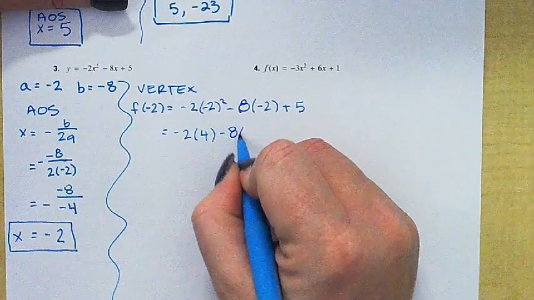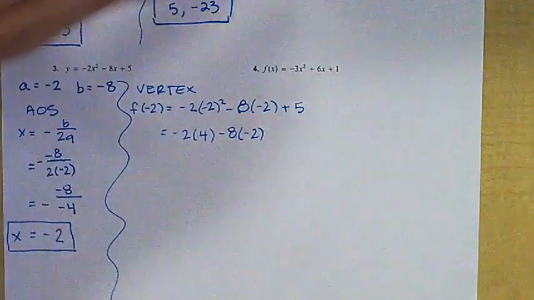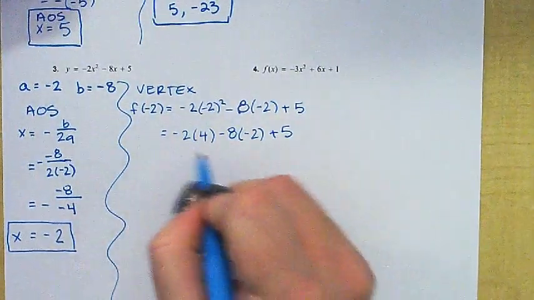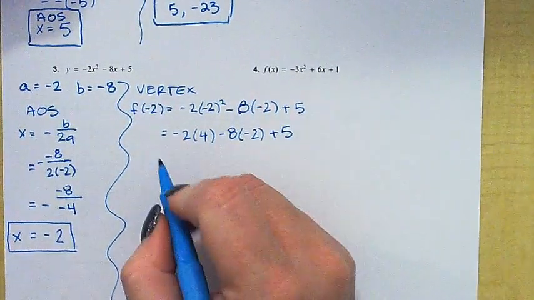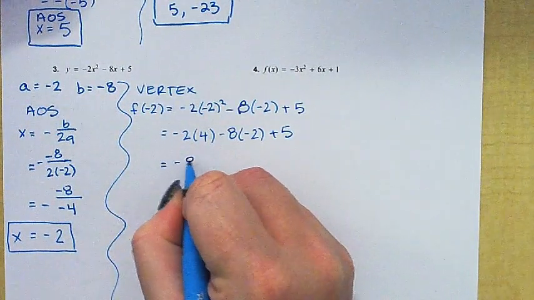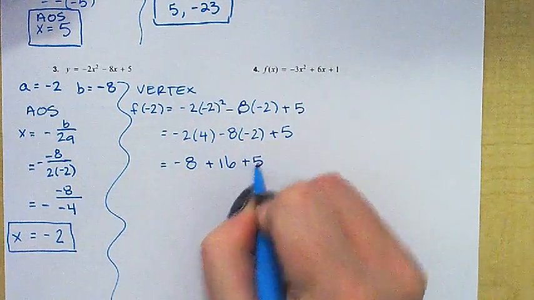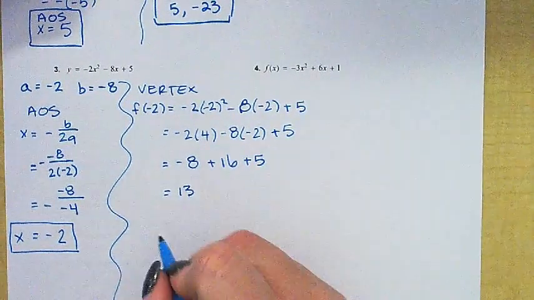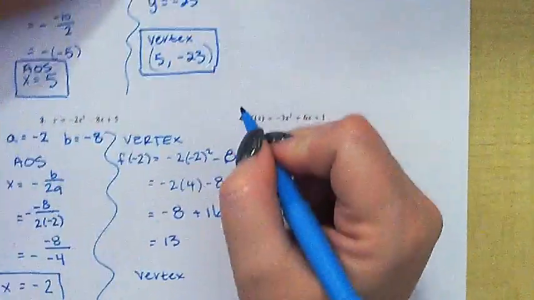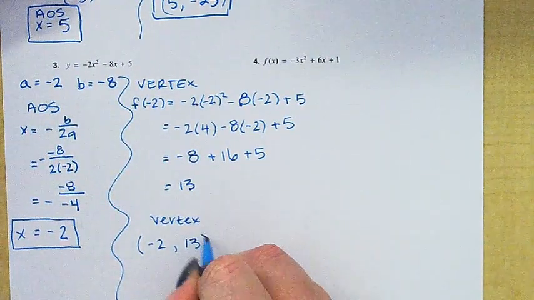I'm going to just write all this out. And I think I have mentioned to some of you that I take a lot of steps because I want to make sure that I'm not going to mess anything up. So I've done all of my exponents. Now I'm going to do all of my multiplication, which is going to give me negative 8 plus 16 plus 5, which is going to give me 13. And I know that makes my vertex, oh, you know what? I need to put parentheses around that because that is an ordered pair. So that makes my vertex negative 2, 13.